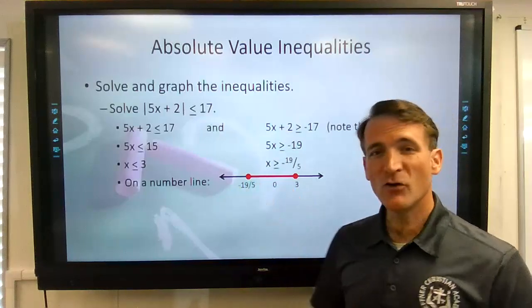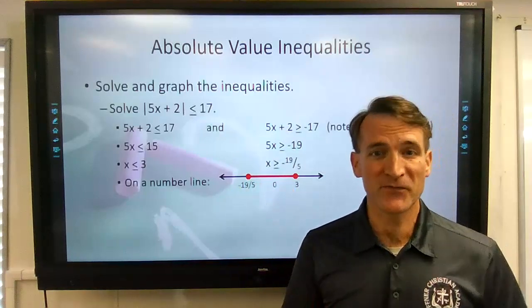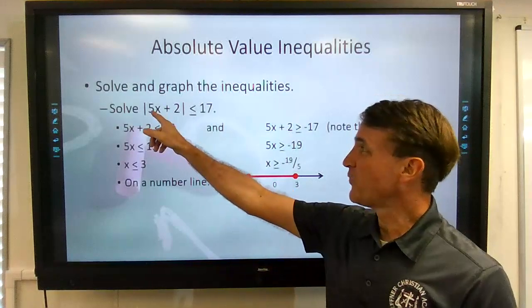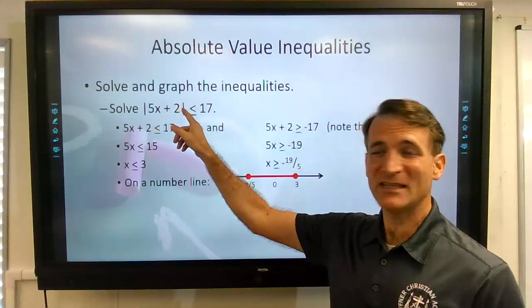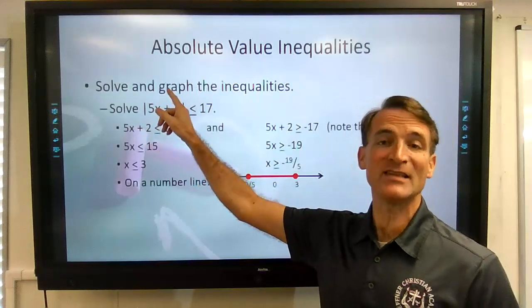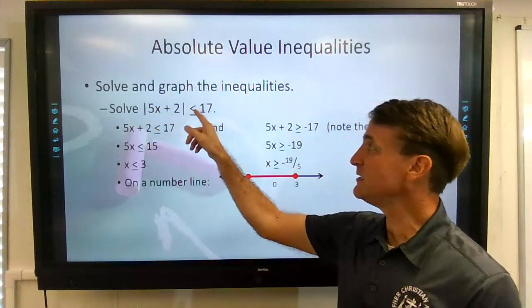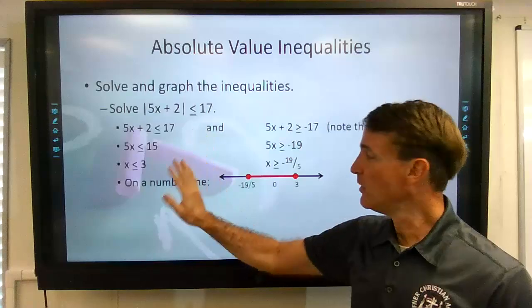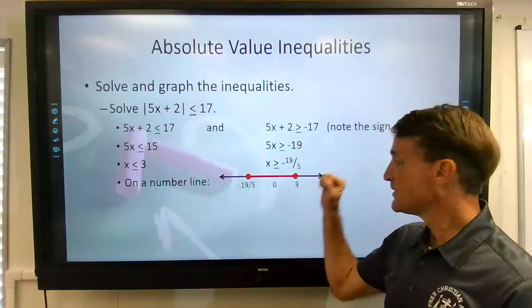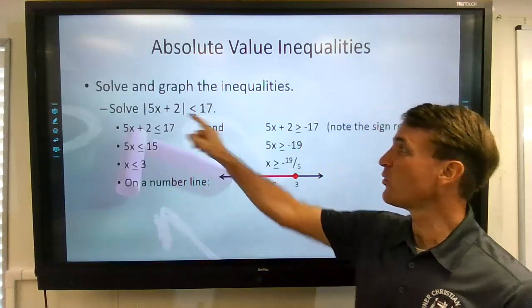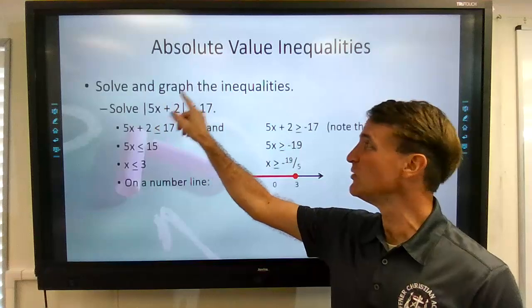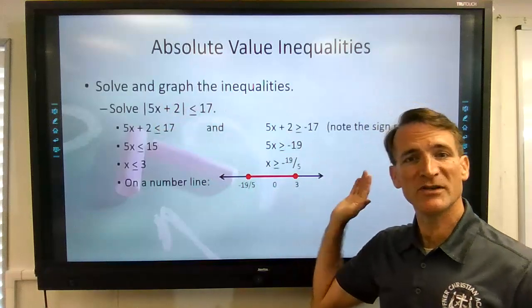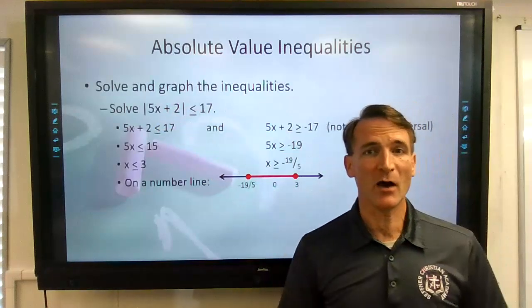If I try a value of something like negative 4, 5 times negative 4 is negative 20. Negative 20 plus 2 is negative 18. Absolute value of negative 18 is a positive 18. Is 18 less than 17? No. So this part does not work. Same thing over here. If I use a positive 4, I get 20 plus 2, which is 22. Absolute value is 22. Is 22 less than 17? No, it is not. So this piece over here would not work either.